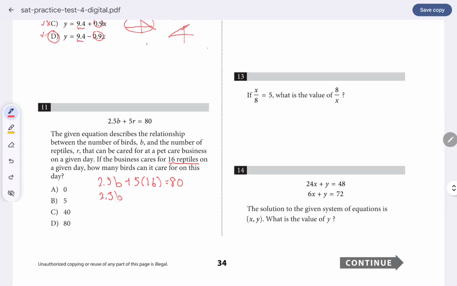And now we do PEMDAS and do multiplication first. We're trying to get the B all by itself. So we'll subtract 80 from both sides. And then we'll divide both sides by 2.5. We get B equals 0.